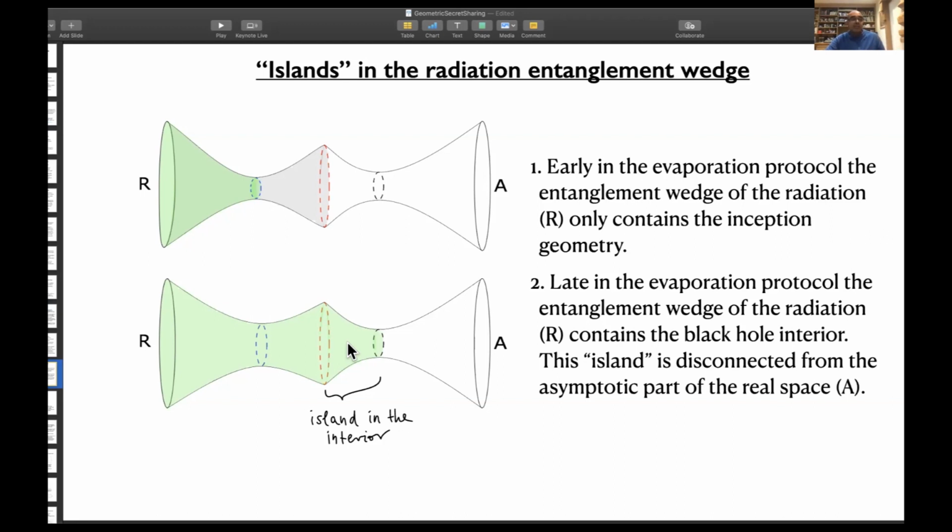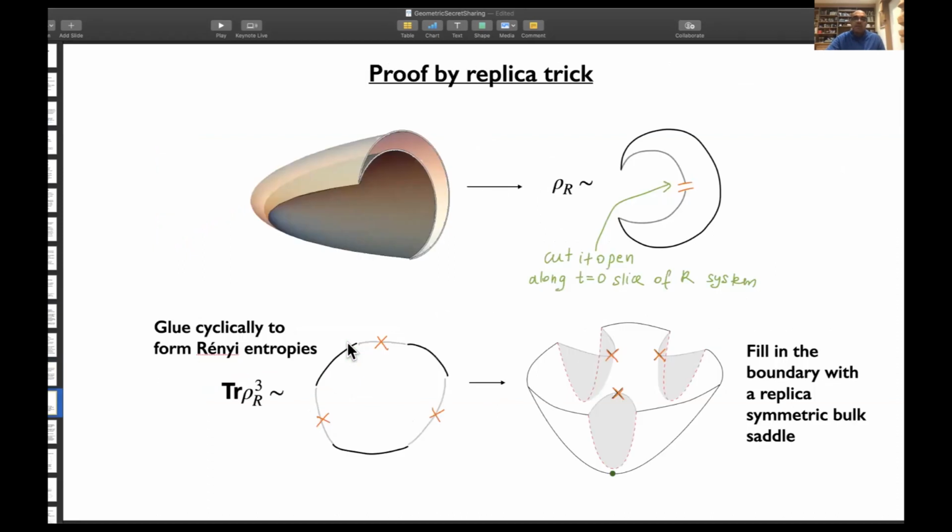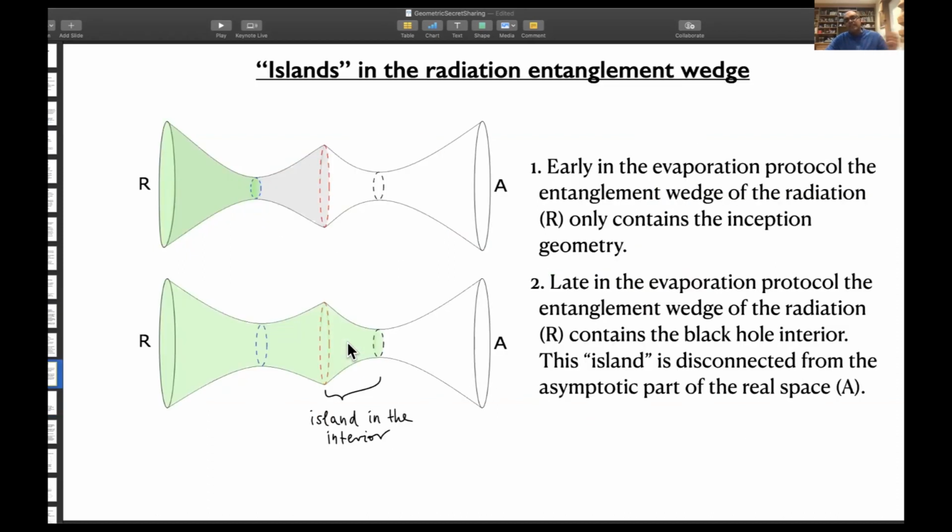That's the island that people have been talking about. So it comes out for free from the RT prescription if you agree with this idea of inception and running things in between the two regions. Okay, so you might ask, well, why should I believe this new RT prescription? And so we're going to try to give you a replica trick argument for it.